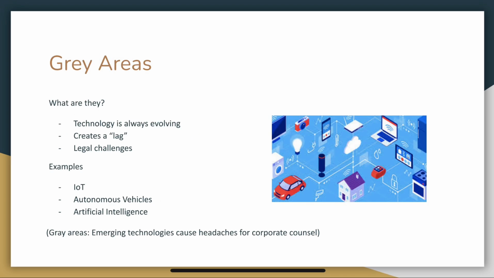Gray areas. A good question is, what are they? Since technology is constantly evolving and advancing, law has difficulty keeping up with all the changes. This, in turn, creates places called gray areas, which are essentially areas of law that aren't equipped to address the problems at hand with advancing technologies. Some examples of this are Internet of Things, autonomous vehicles, as well as artificial intelligence. The reason I mention these is because there's a lack of clear guidelines.